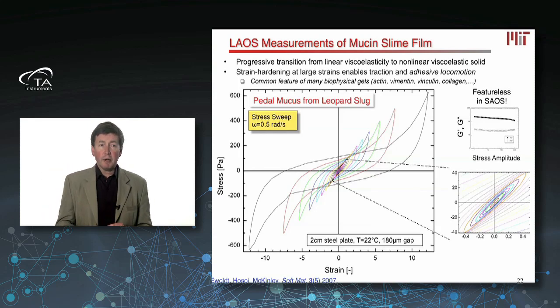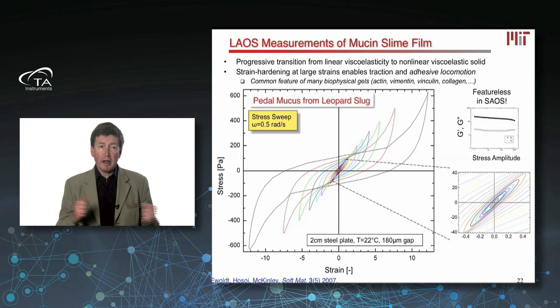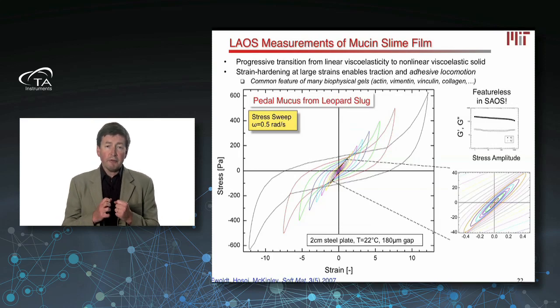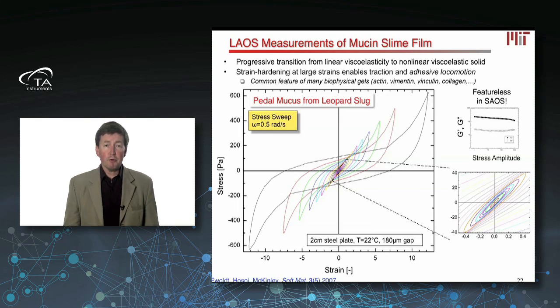And this actually turns out to be a hallmark of many biophysical gels. So if you're interested in actin gels or cytoplasmic gels, you typically find this strain stiffening material response, even though you can't see that if you just do small amplitude oscillations. So that's another reason why you might want to characterize a material in its nonlinear response.